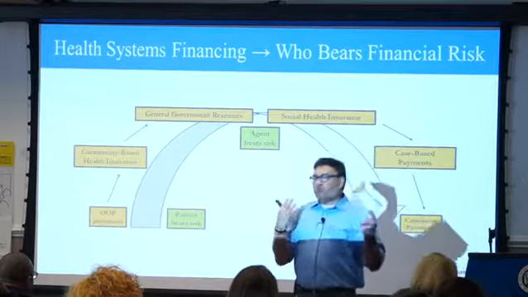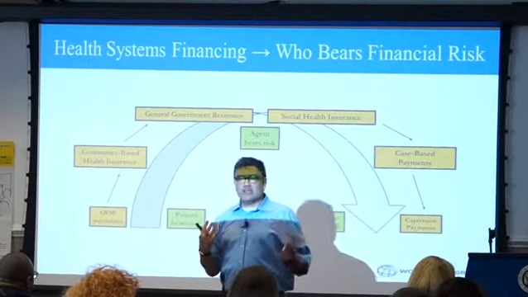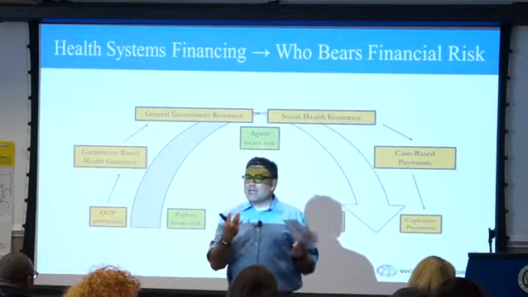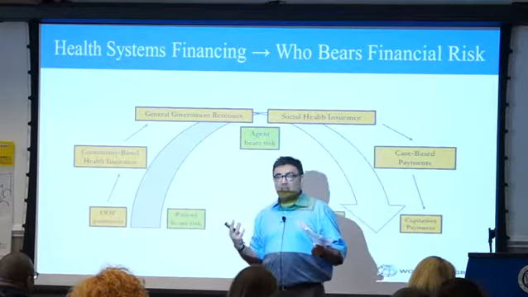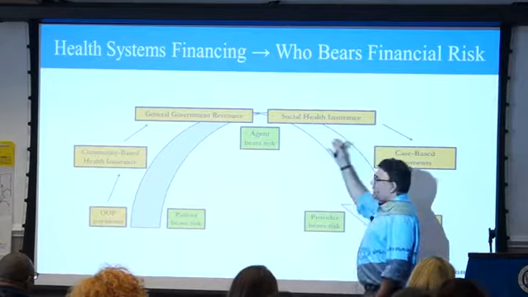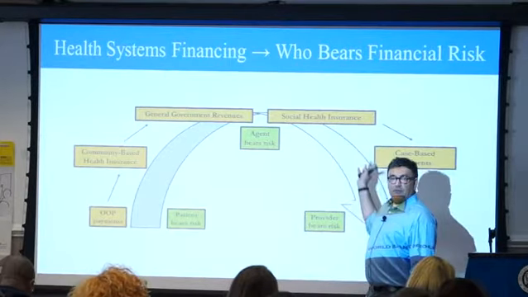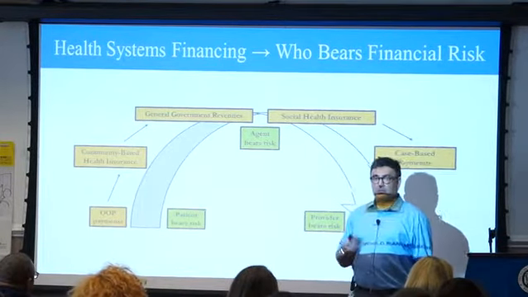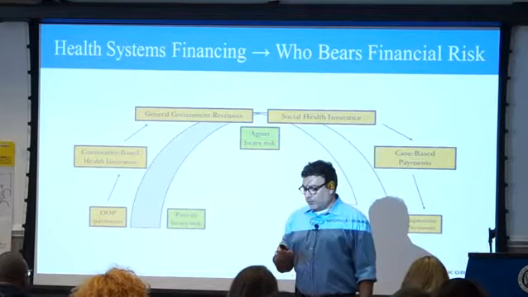So just think that in terms of thinking about health financing, it's also about how you set up and who bears the financial risk, and it can change as your systems evolve and different ways in which you experiment with systems. So this is financial risk of who bears the cost.